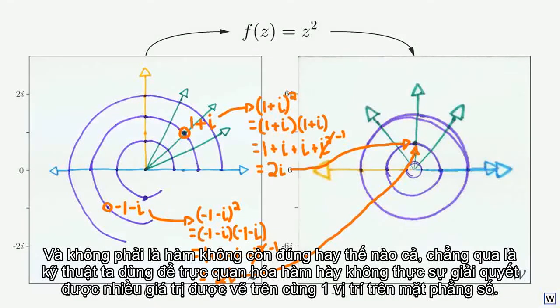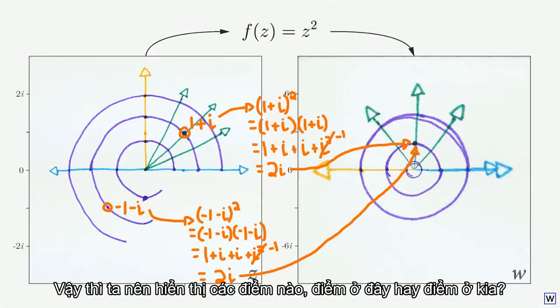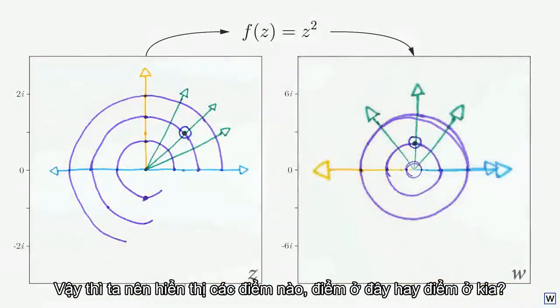So it's not that our function is broken or anything, it's just that the technique we're using to visualize it can't really handle multiple values being mapped to the same location on the output plane. After all, which pixel should we display? The one from here or the one from there?